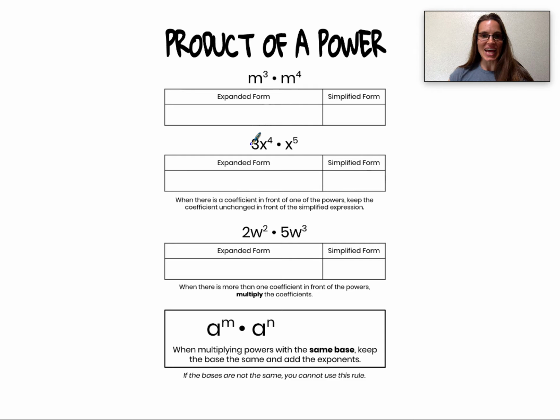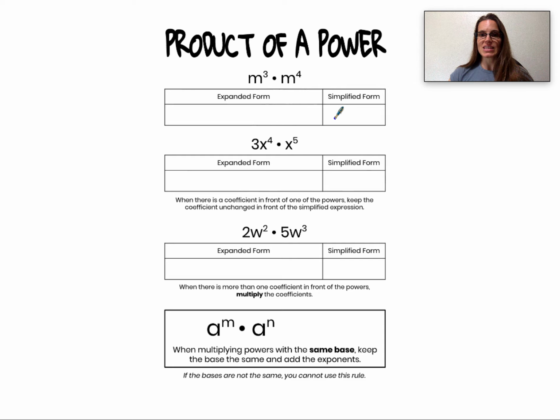It is an exciting moment, our first exponent rule, product of a power. Before we talk about the rule, let's look at some examples of products of powers, where by product of a power, I mean I'm multiplying together powers. For example, the power m to the third times the power m to the fourth.